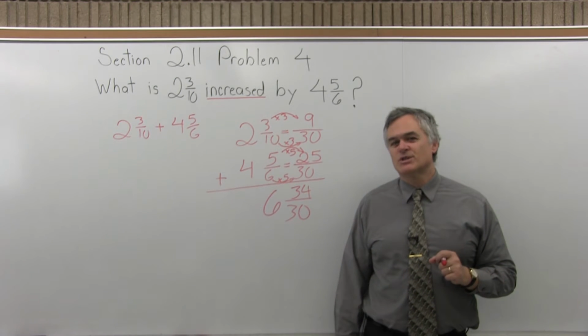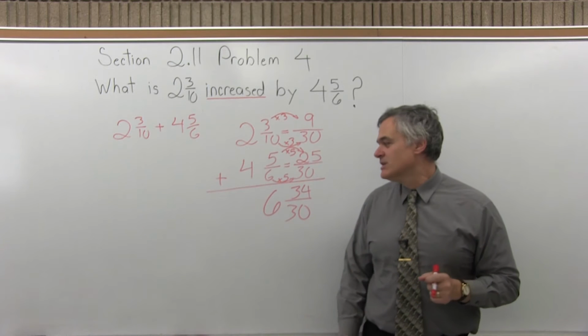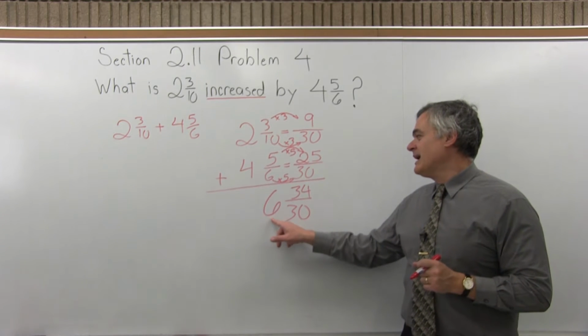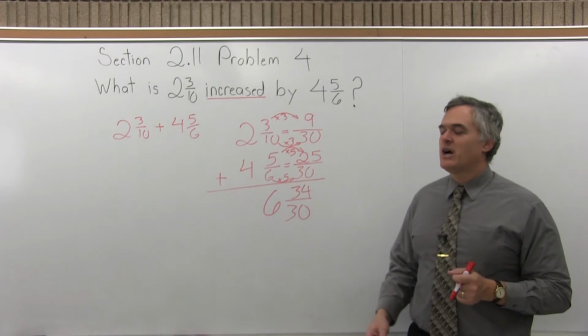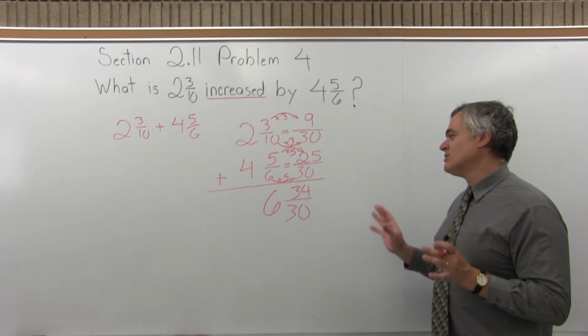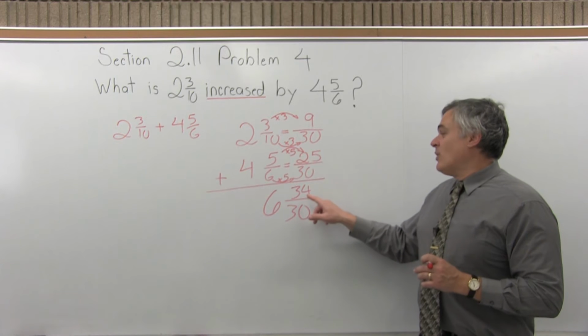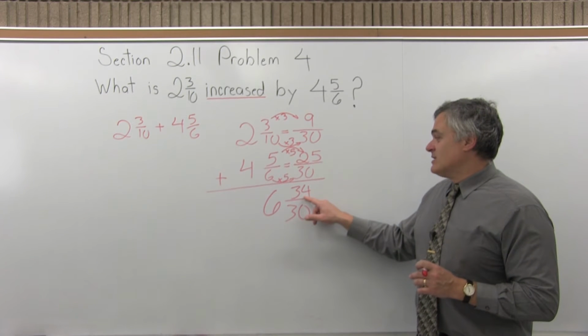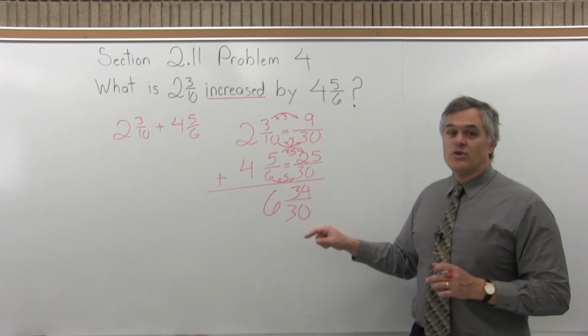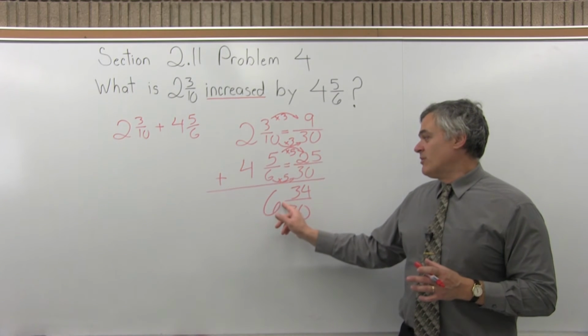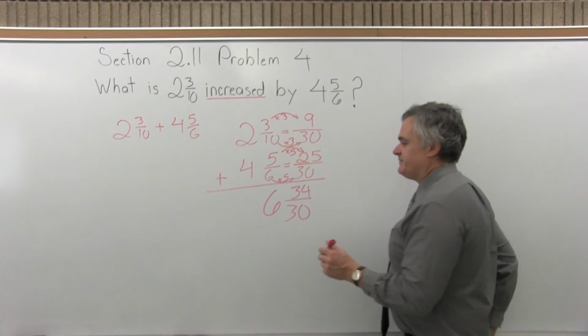That's the answer, but it's really not a good form to leave it in, because what I have is both a mixed number and an improper fraction. Really not the right way to do it. No math teacher that I know of would be happy with the answer in that form. So what's best, I think, is to write this 34/30 as a mixed number and combine the whole number I get with the 6 in front.